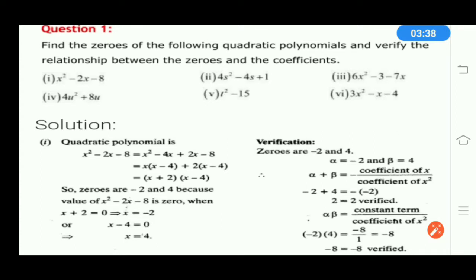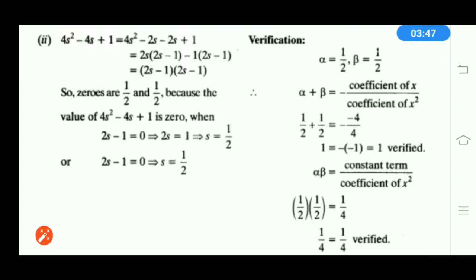Now part 2. The given polynomial is 4s² − 4s + 1. Clear? So 4s² − 4s + 1 equals 4s² − 2s − 2s + 1. Taking 2s common, we get 2s(2s − 1), and taking −1 common, −1(2s − 1). So this equals (2s − 1) whole square.